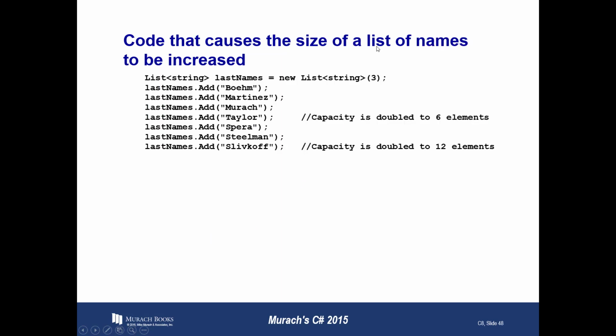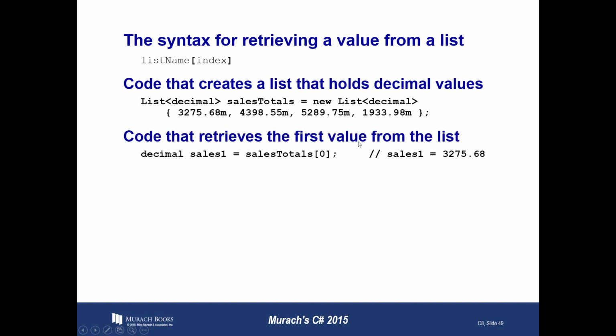All right, so notice we've said here there's 3 elements. 1, 2, 3. Now we add another one. So the list automatically doubles in size. So it doubles to 6. Now we got 1, 2, 3, 4, 5, 6. We add another one. So it doubles again to 12. So once it gets filled up, it'll automatically double in size. You can retrieve values from lists, as is shown right here.